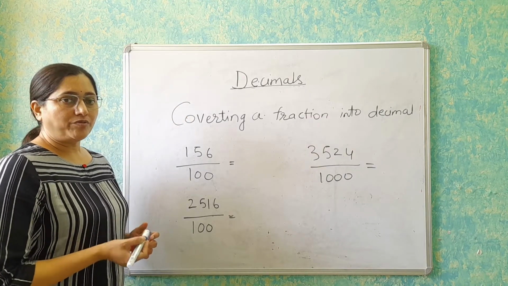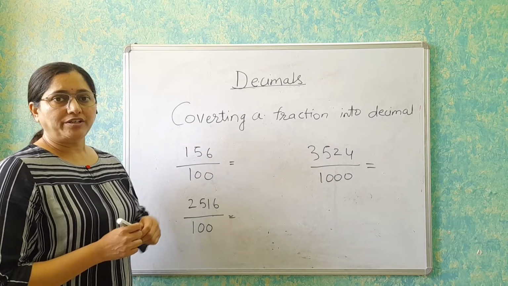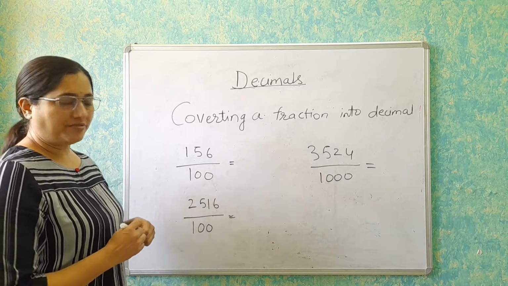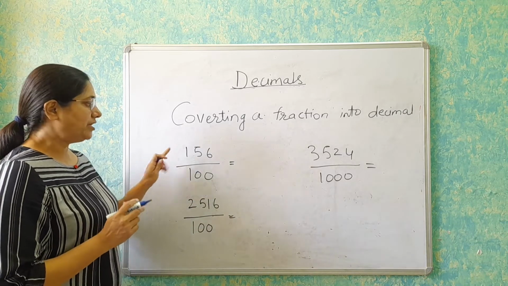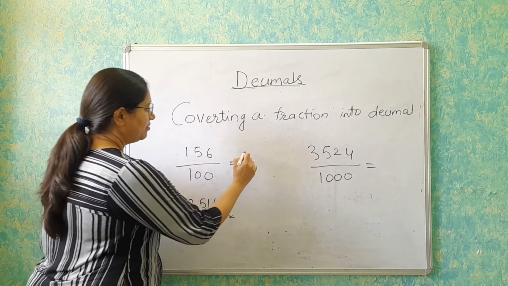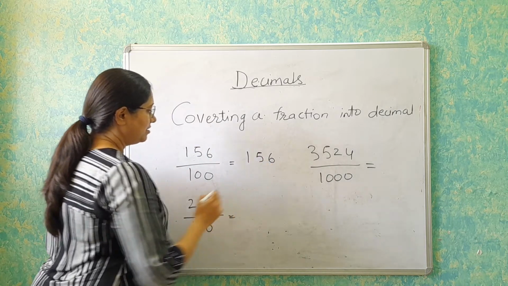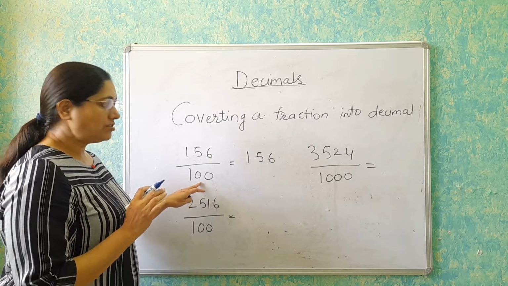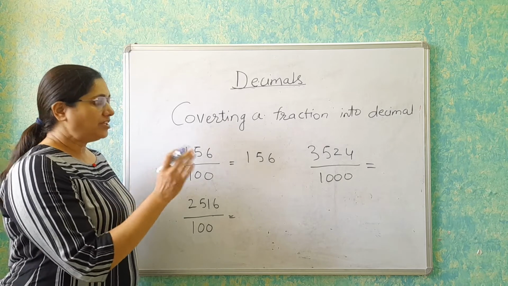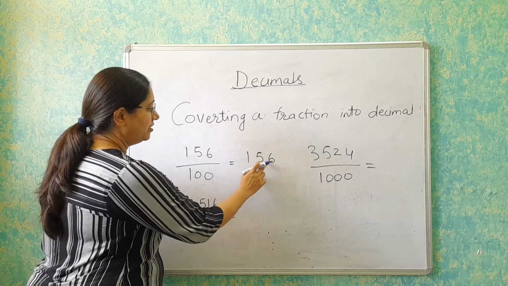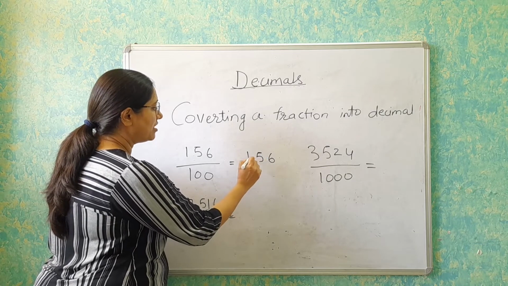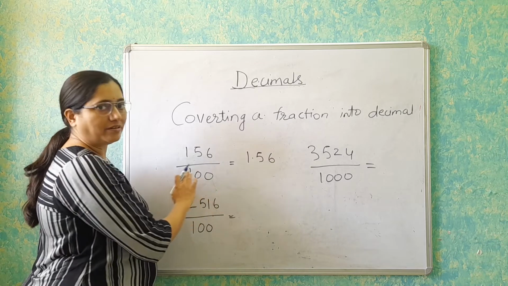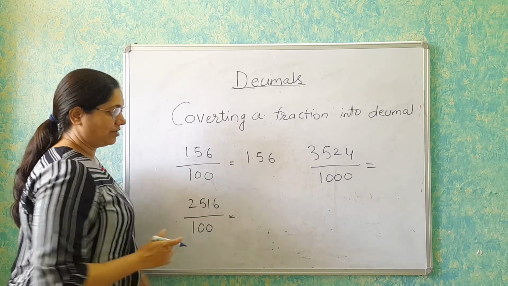Now in this segment we will learn how to convert a fraction into a decimal. Suppose this is a fraction and you have to convert it into a decimal. So first you have to write the numerator as it is. So first I will write 156. Now I will count the number of zeros in the denominator: two zeros. So I will count the digits from the right hand side, 1 and 2, and after 2 digits I will put a decimal. Simply by doing this we can convert a fraction into a decimal number.